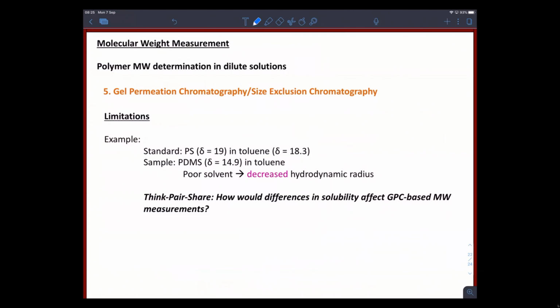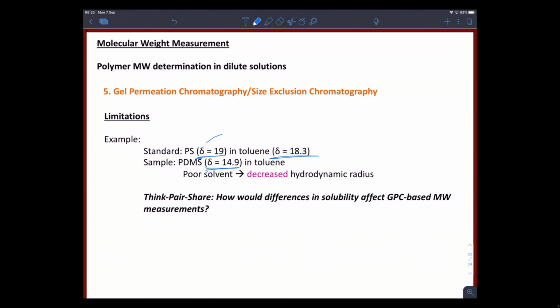One limitation is that when we use a standard, we might use polystyrene, which is dissolved in toluene, and you know it can dissolve in toluene because the solubility parameters are less than 4 between them. If we take a sample such as PDMS, however, the difference between PDMS and toluene is not greater than 4, but you know it's probably not going to be as good a solvent in comparison to the polystyrene dissolved in the toluene. So there's a bigger difference in those solubility parameters for those two.